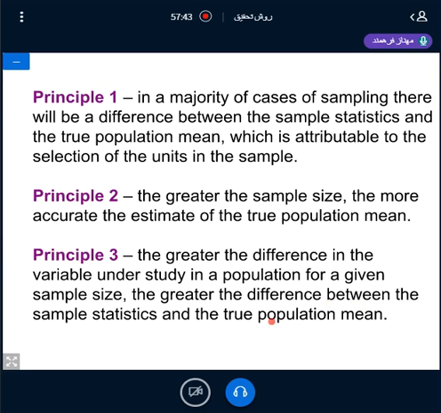Okay, so you can see here this sampling is related with population, and the size of population is very important for sampling.